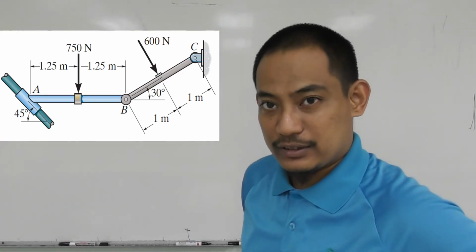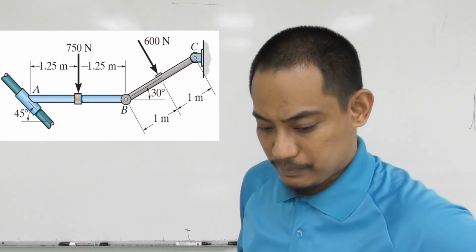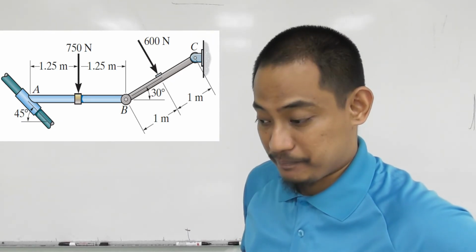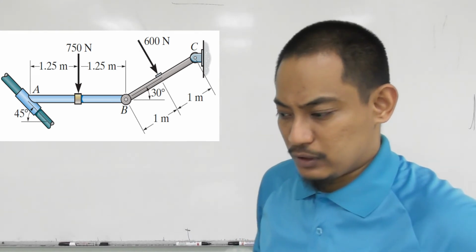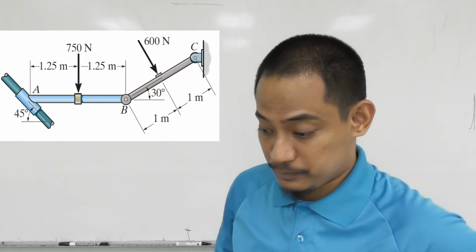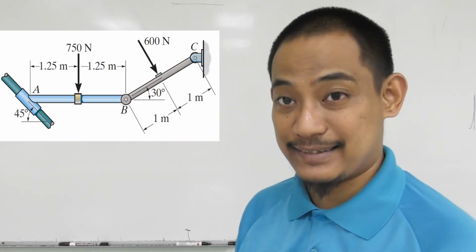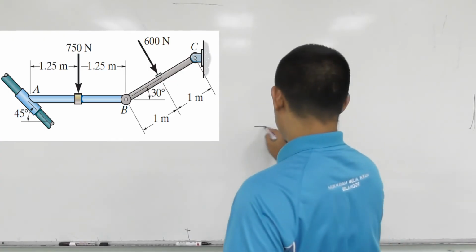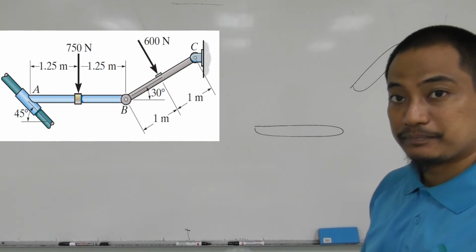Alright, so this is quite interesting because we have not seen this support type for quite some time, in particular at E, I think. Is there any two force member here? There's no two force member, so we'll basically have two members. One is AB, one is BC. Member AB is like this, member BC is like this.